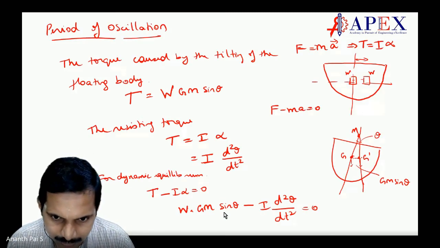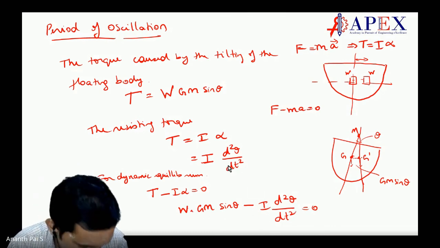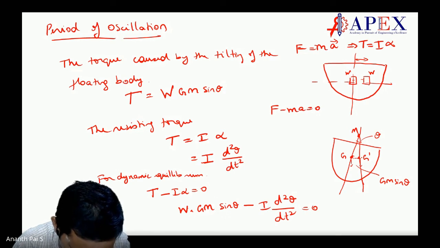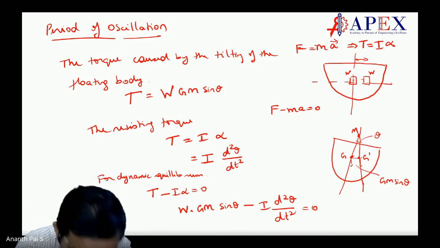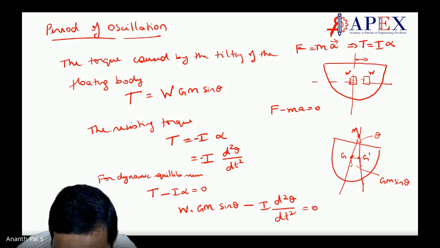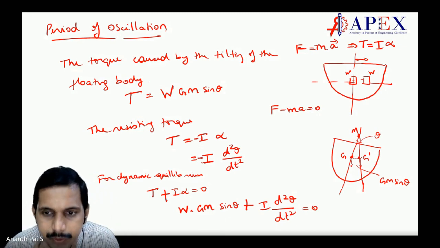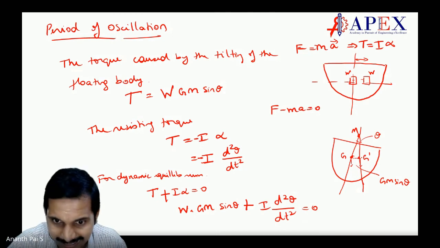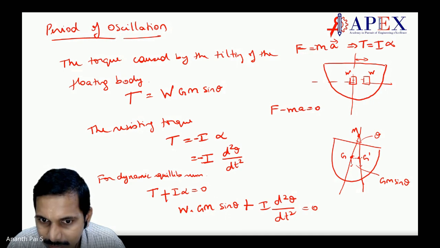Okay, so now if I write this equation properly, I will take W and GM below I, and I will write this equation. I'm sorry, it has to be minus here, because it resists. I made a mistake here. So this would be plus, and it would be minus I d square theta by dt square. It would resist, so it is coming back. Very important, it is resisting it.